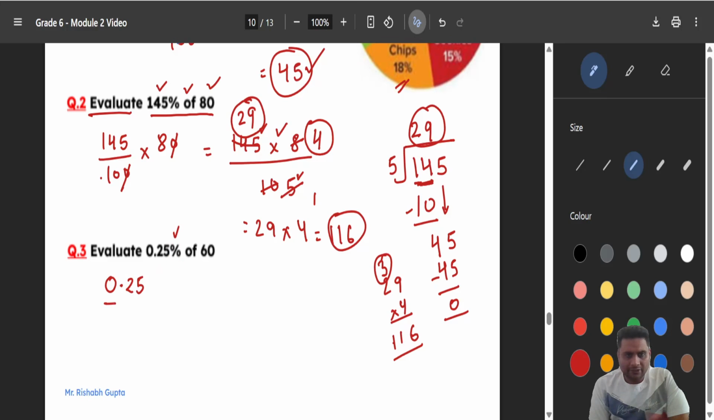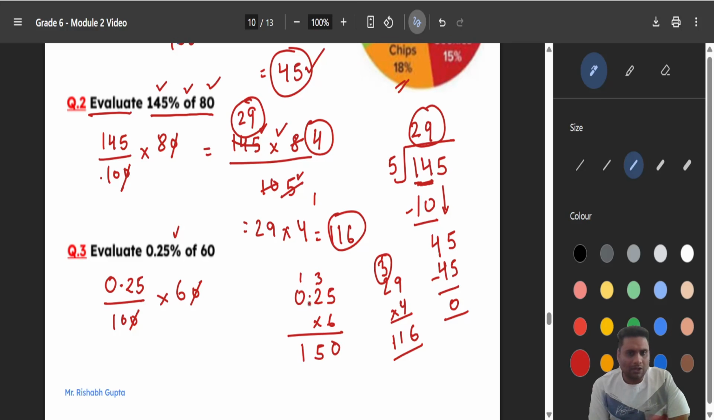0.25%. Percent means divided by 100. Of means multiply, then 60. Check one 0 in the last, one 0 in the last, gone. Correct? Now here do not touch the 10. I will tell you one trick. This is 0.25, this is times 6. So do 0.25 times 6. 5 times 6 is 30, 0 here, 3 up. 6 times 2 is 12, 12 and 3, 15. So 5 here, 1 up. 6 times 0 is 0, 0 plus 1, 1.